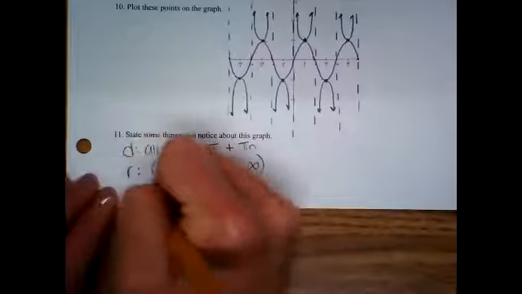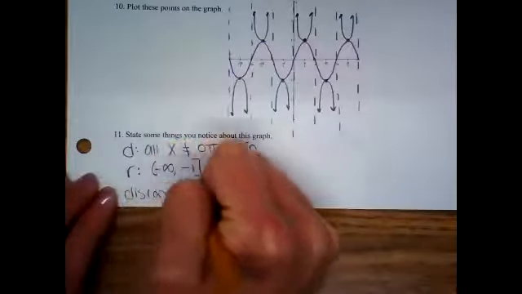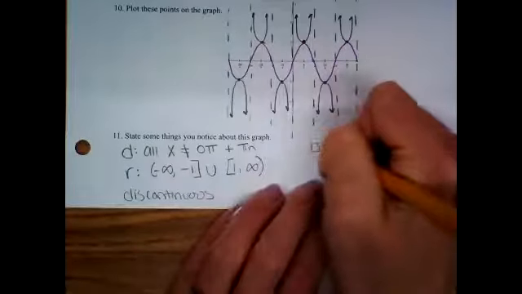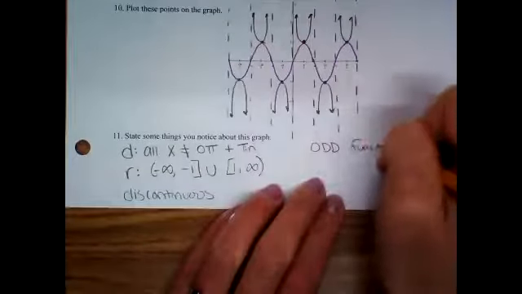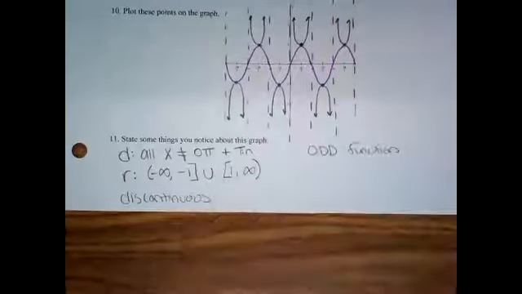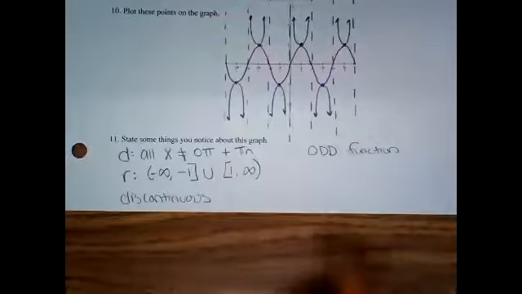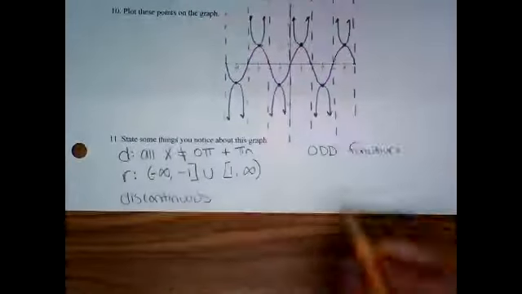This graph is discontinuous. The only ones that are continuous are sine and cosine, those waves. All the rest of them are going to have asymptotes in them. This is an odd function, just like sine. So sine was odd, cosecant is odd, because they're going to go together like that. And again, that's going to come up later. That's why I'm bringing it up now.